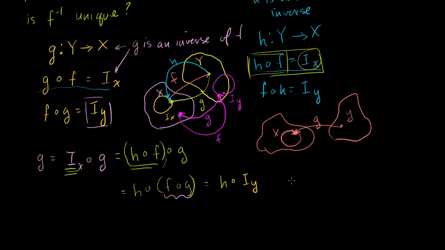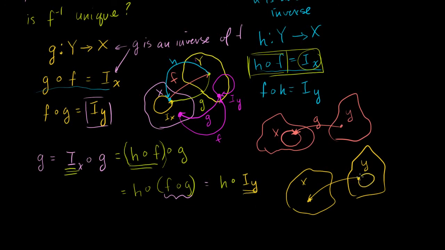Now, what is this going to be? Remember, h is a mapping from y to x. Let me redraw it. So that's my x, and that is my y. h takes some element in y and gives me some element in x. Now, if I take the composition of the identity in y, I take some element in y, I apply the identity function, which essentially just gives me that element again, and then I apply h to that. That's the same thing as just applying h to begin with.